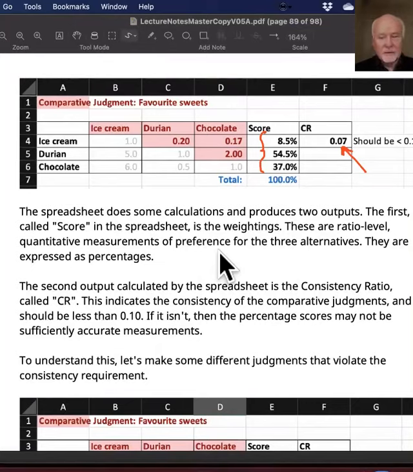So what I've put here is another set of ratings for somebody with very different preferences. This is somebody who moderately prefers ice cream over durian and moderately prefers ice cream over chocolate, but moderately prefers chocolate over durian. And you'll see the consistency ratio there has jumped up to 0.12. So that's a problem, and that needs to be resolved.